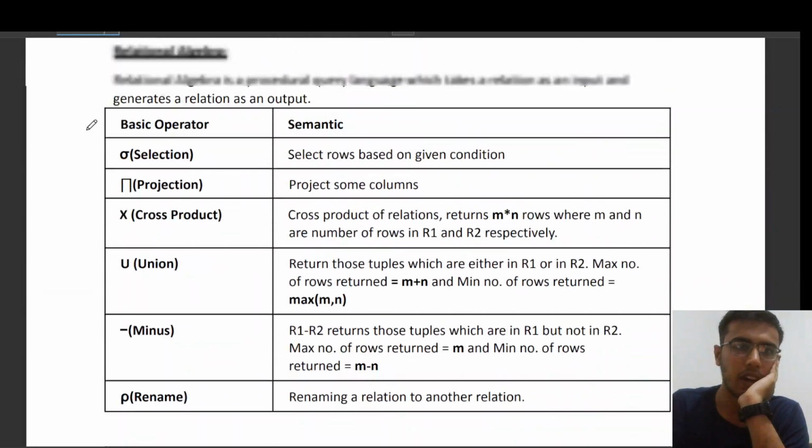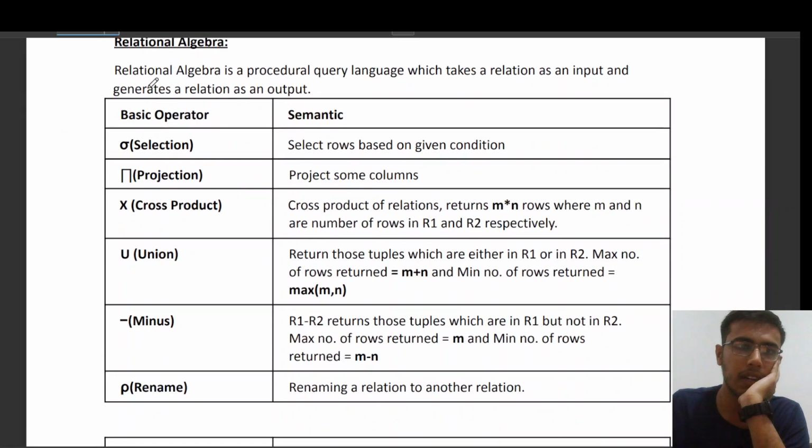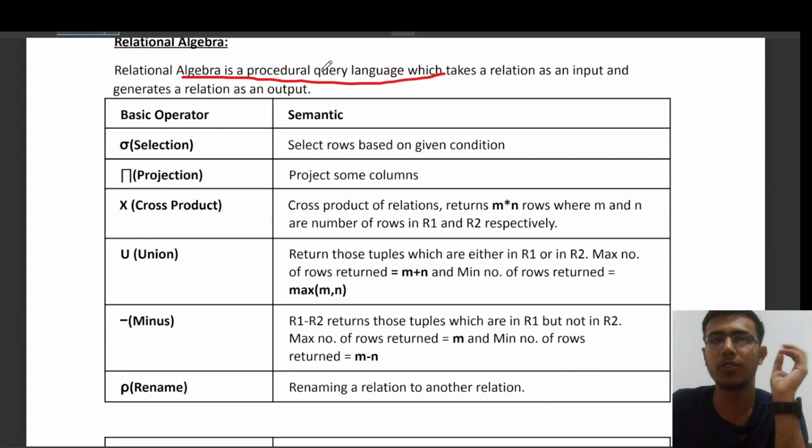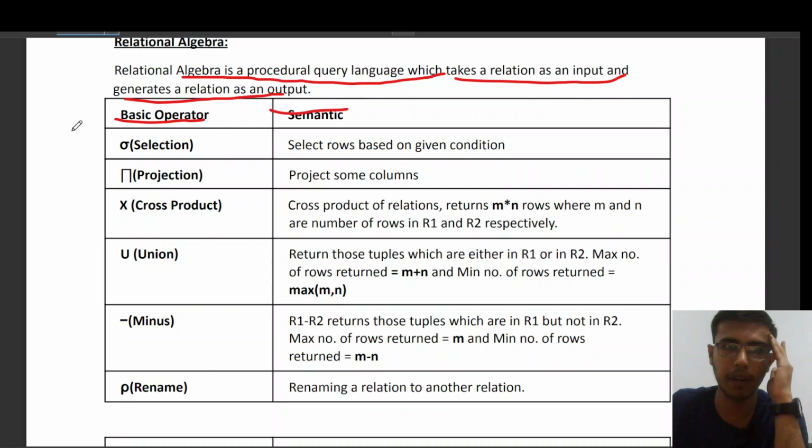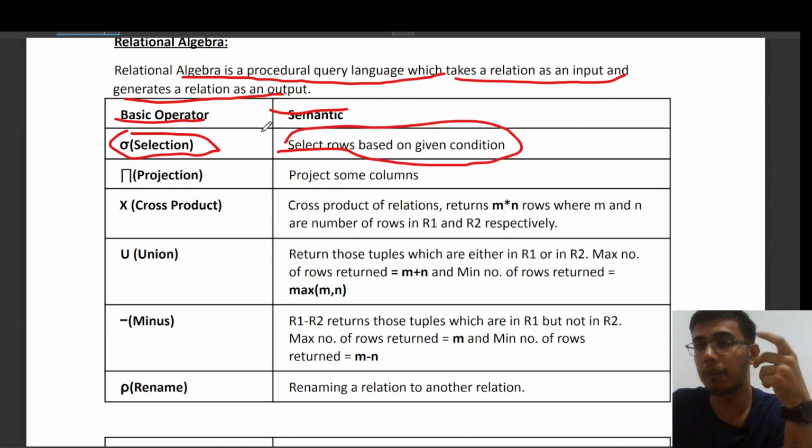Right. Now we will come to relational algebra. Relational algebra is a procedural query language, that is, a query language which takes relations as input and generates a relation as output. The basic operator is select, that is what we call the selection operator. It selects rows based on the given condition. Suppose you are given some condition, on the basis of that condition you will select some of the rows. This is basically known as selection.